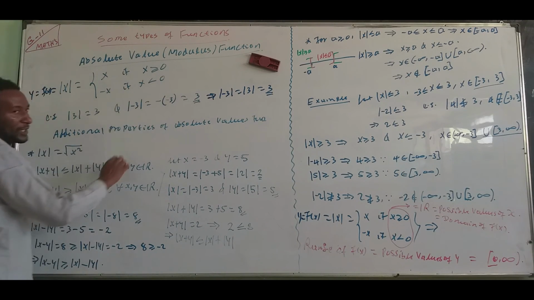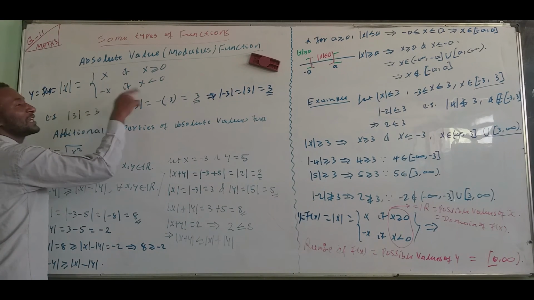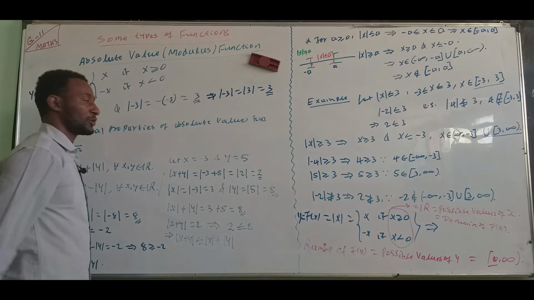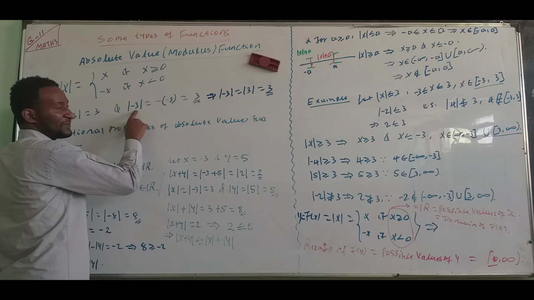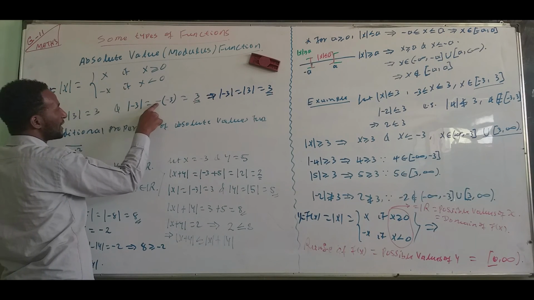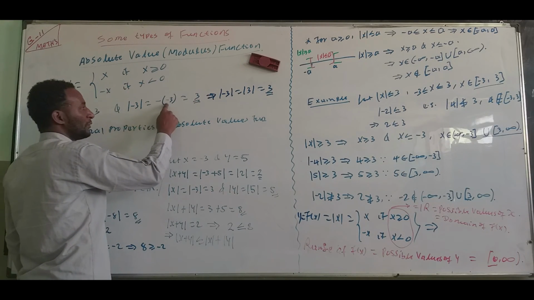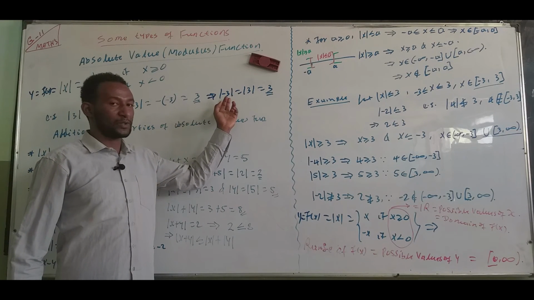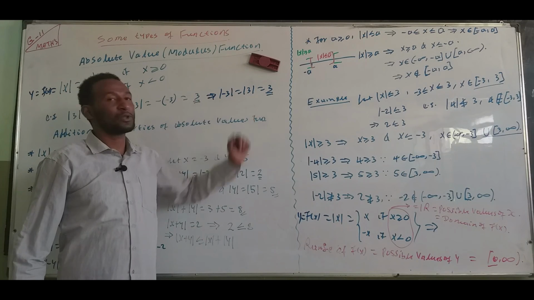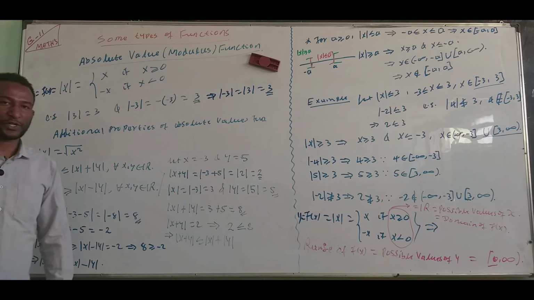But if x is less than 0, that is negative, and we substitute a negative number, the result is the negative of that negative number, which gives a positive. This means the absolute value of 3 is 3 because 3 is greater than 0. The absolute value of negative 3 is equal to negative of negative 3, which is equal to 3. This implies that the absolute value of negative 3 is equal to the absolute value of 3. Then, additional properties of the absolute value function.